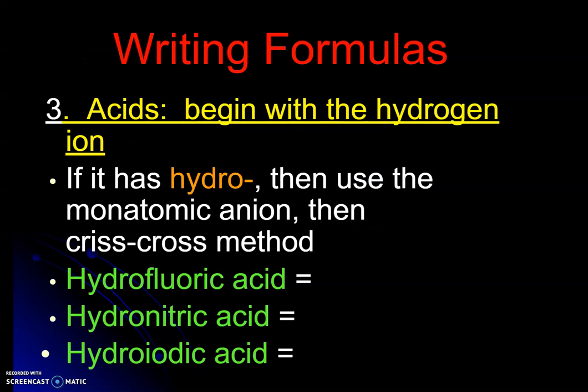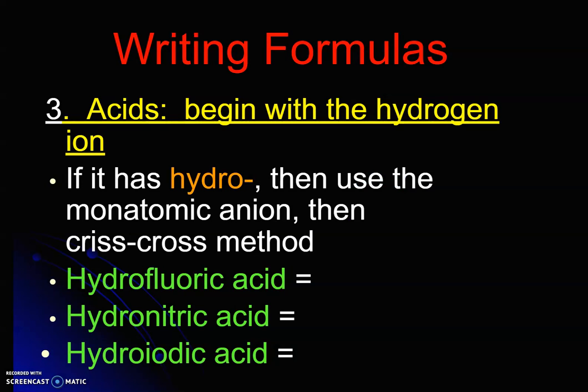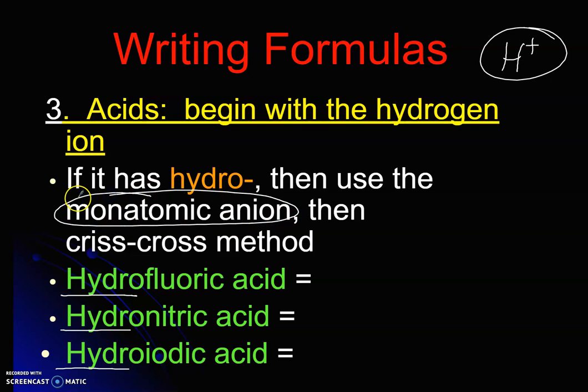Now, when you go to write the formulas, okay, you are dealing with acids, and all acids have that donatable H+. So we are going to begin with that, and then you just look at the name, okay? So if it says hydro in front of it, just use that monatomic ion from set 4 of your periodic table. So hydrofluoric acid means that I have H plus and I have fluorine, which is fluoride, F minus.